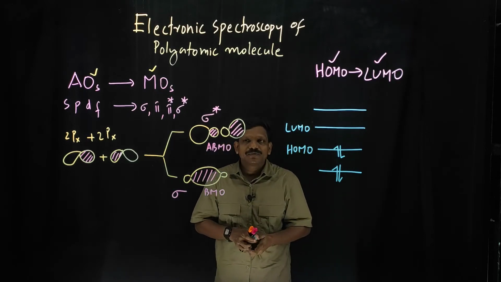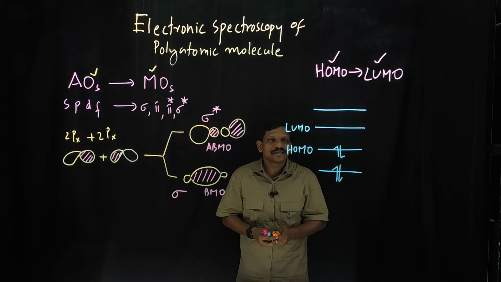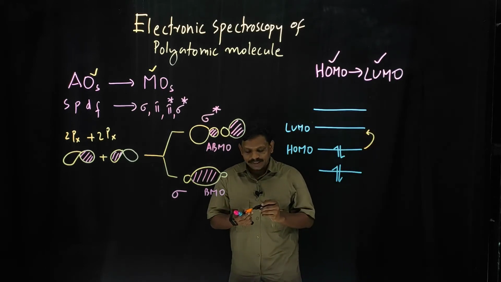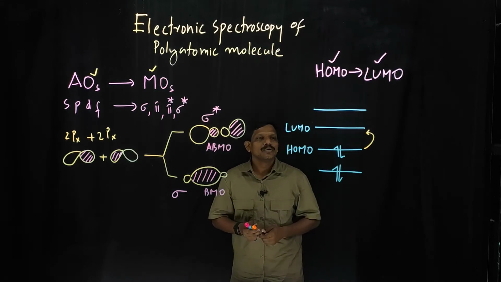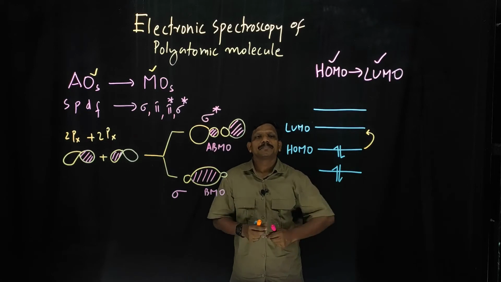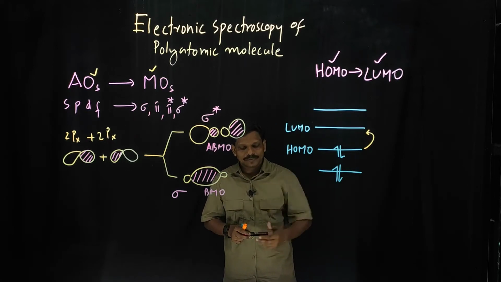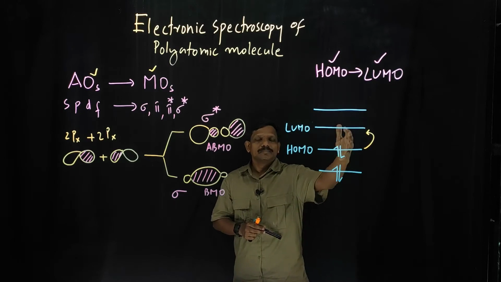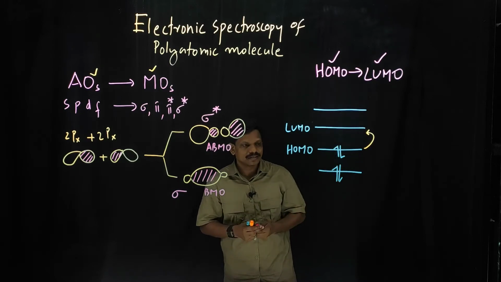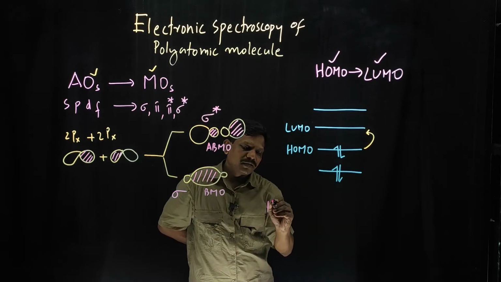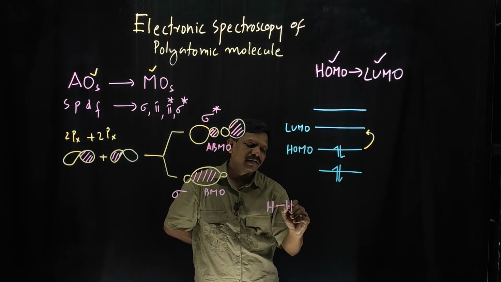So the transition chance is normally from HOMO to LUMO. Electronic transition chance is from HOMO to LUMO. This is the most probable transition in all types of molecules. You need some information about the energy levels. Here I will give you one example, the hydrogen molecule.